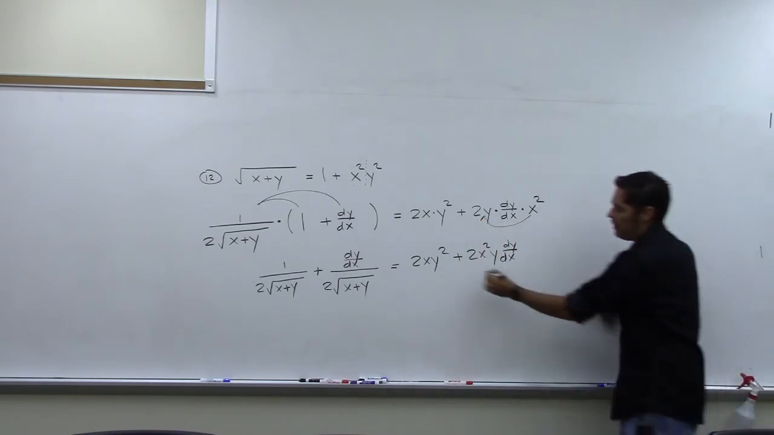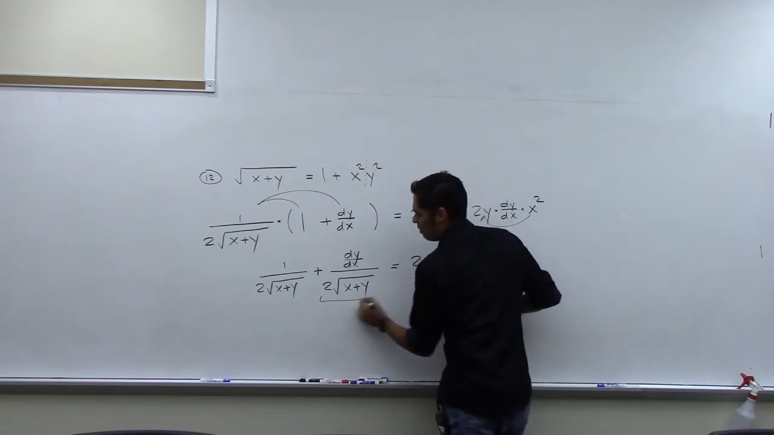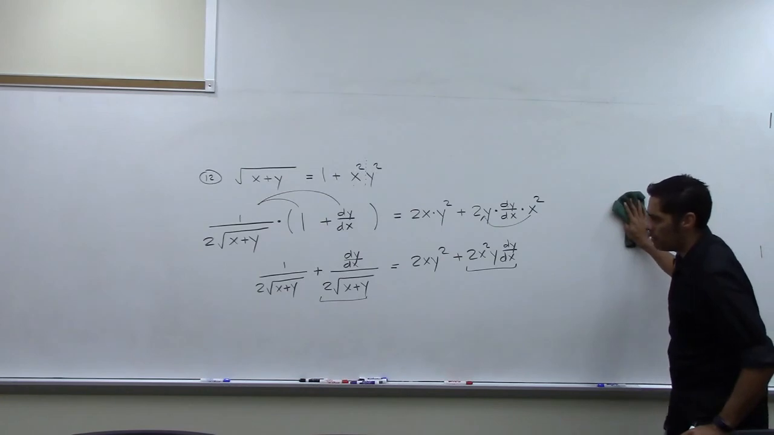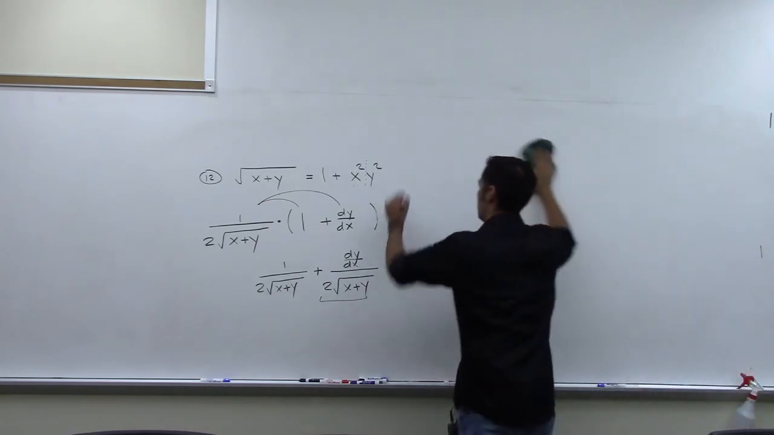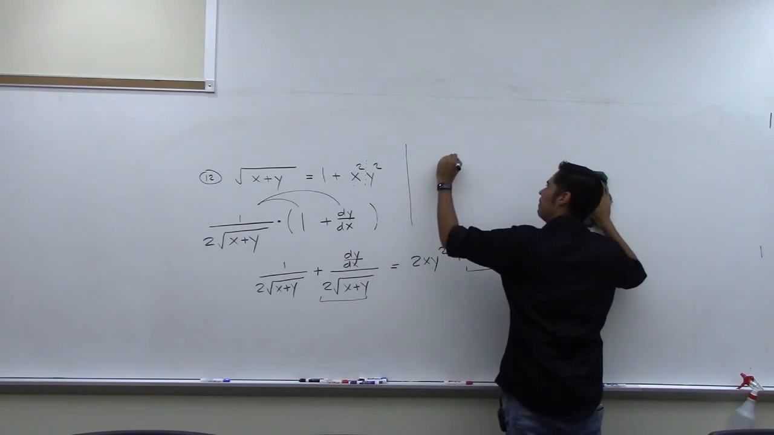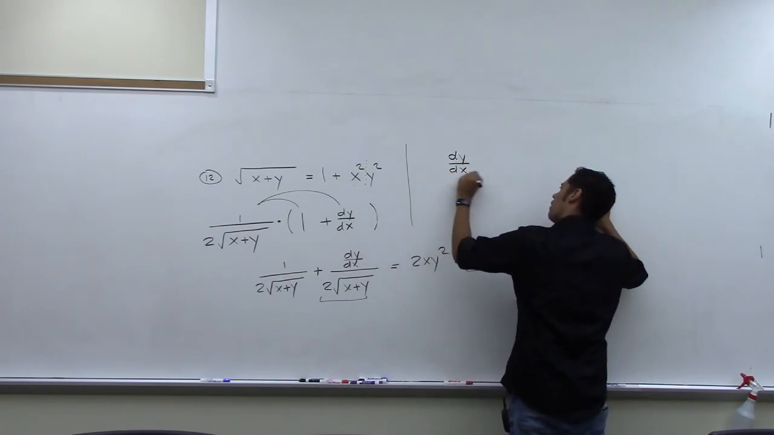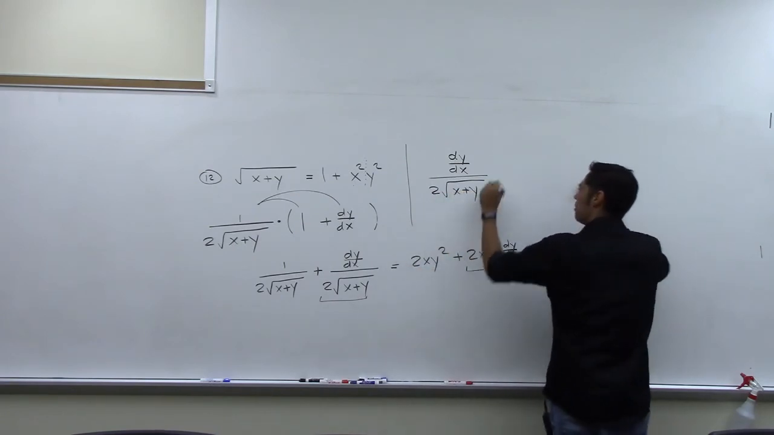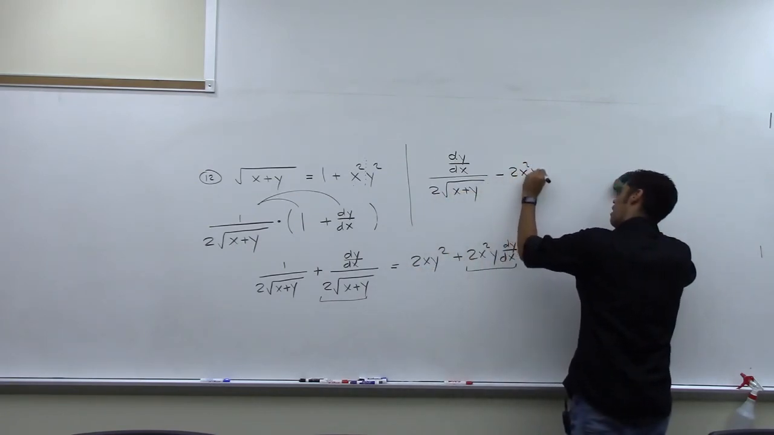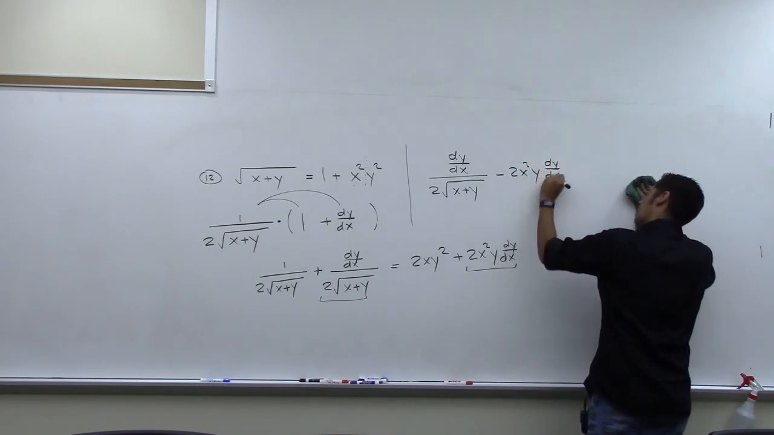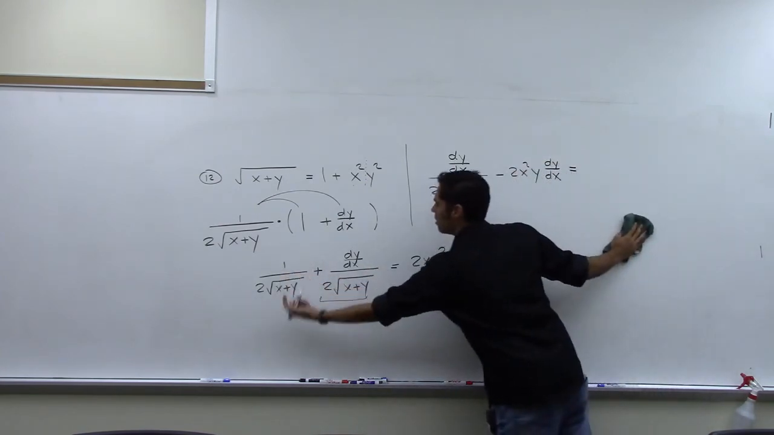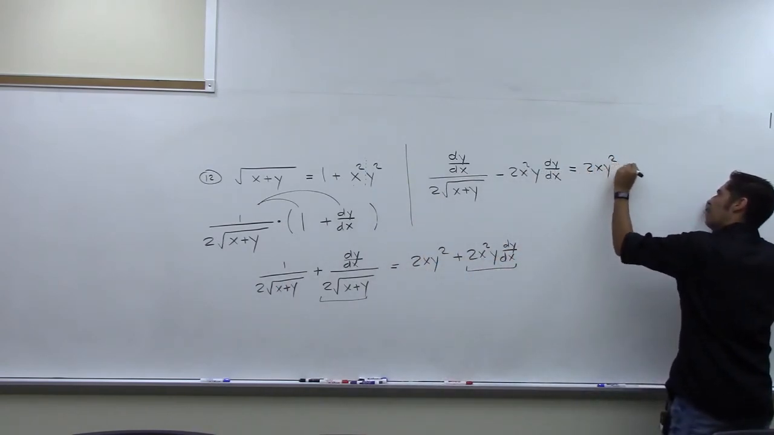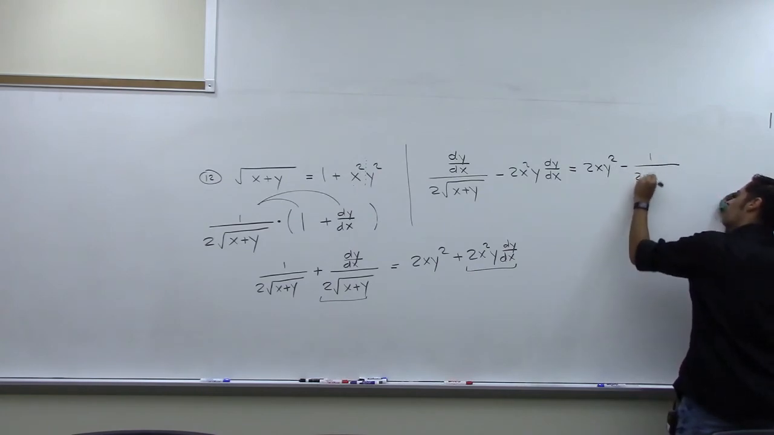And now I have this term right there, and that term both have dy/dx in them, so I'm going to get them to one side. So how about we move that over to the left side? So I'll have this piece here still. I'm going to move this piece over, so it's going to become minus 2x squared y dy/dx equals, now this piece over here needs to come to the right side, and this piece was still there, so 2xy squared, but I'm minusing 1 over 2 root x plus y.